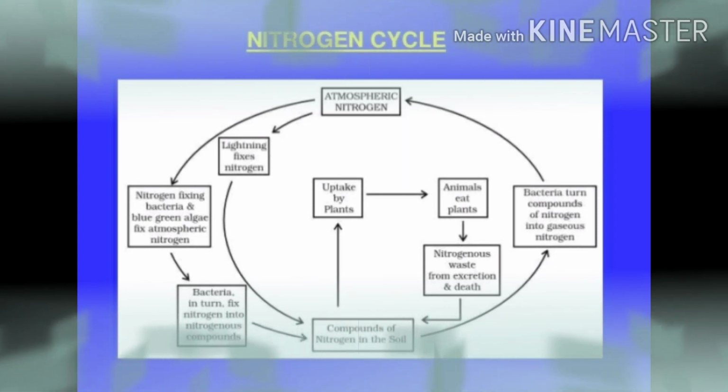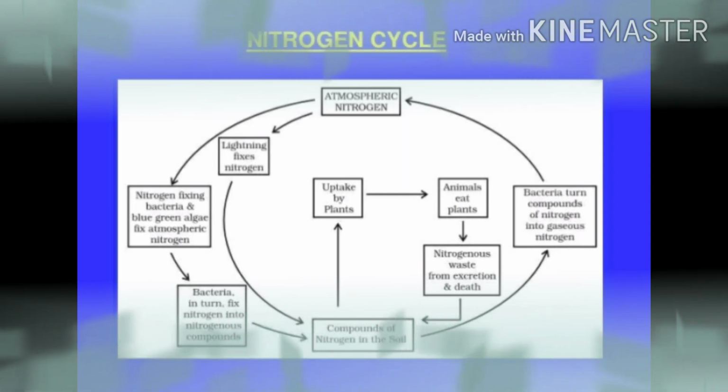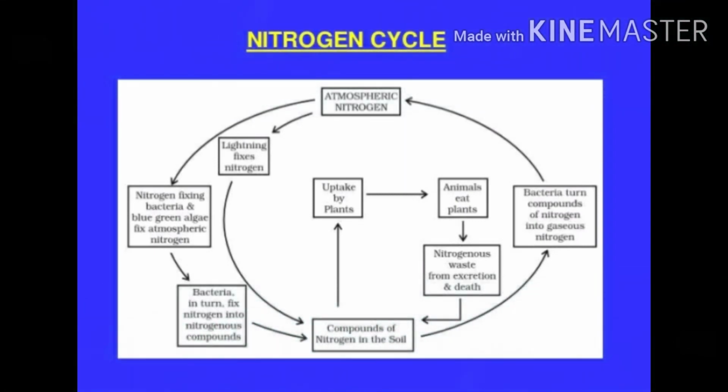And in that soil, the plants will grow and take up the nitrogen compounds, and those plants will be eaten by the animals. The animals will get those nitrogenous compounds, and the waste of the animals, meaning excretion, goes again to the soil. From that soil, bacteria turn compounds of nitrogen into gaseous nitrogen. Now in detail, we will learn the nitrogen cycle by the video.